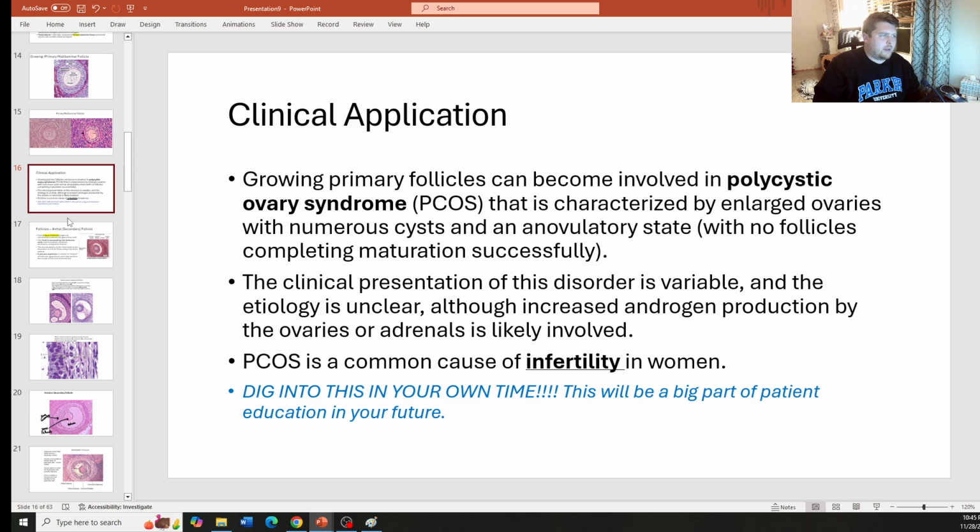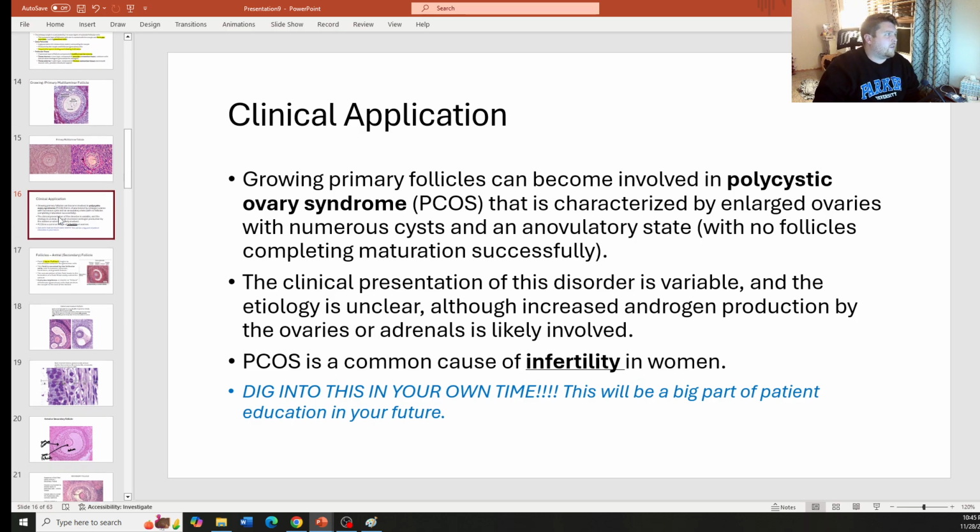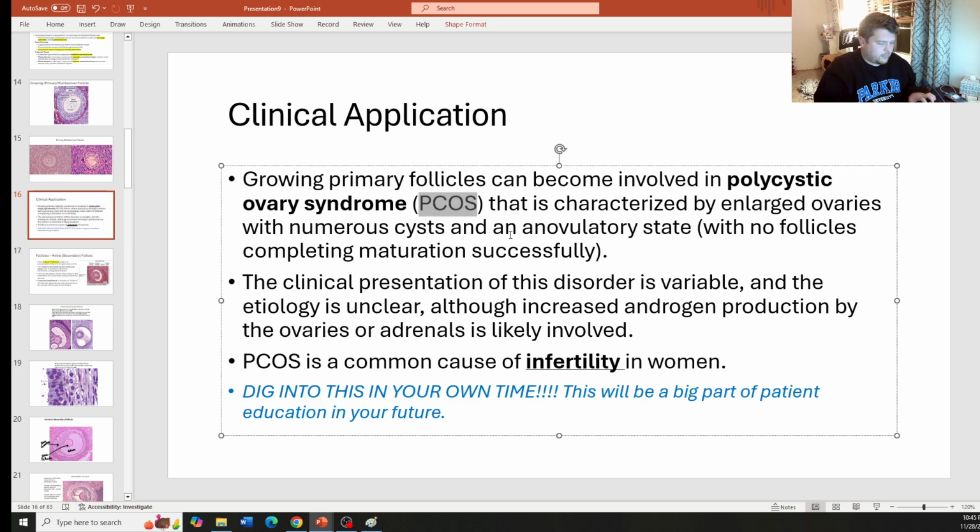Quick break for clinical application. The growing primary follicles, so the follicles in this stage, can become involved in a condition called polycystic ovary syndrome, or PCOS. This has enlarged ovaries, and you get these ovary cysts, as well as a non-ovulatory state. Essentially the follicles start to grow, they get to this point, but they never actually reach full maturity. So you can have a lot of issues with infertility with women with PCOS.